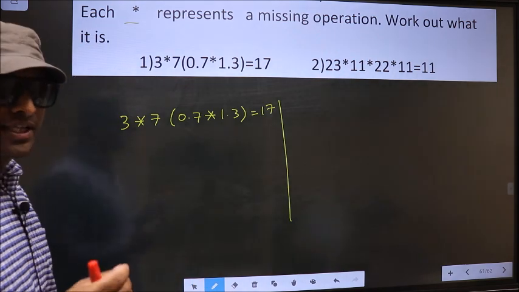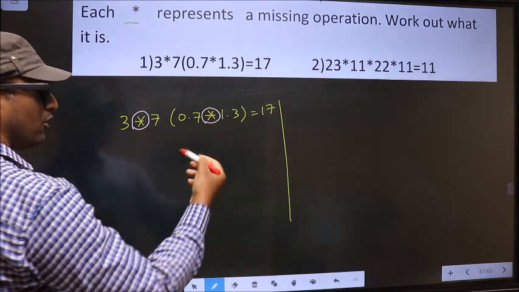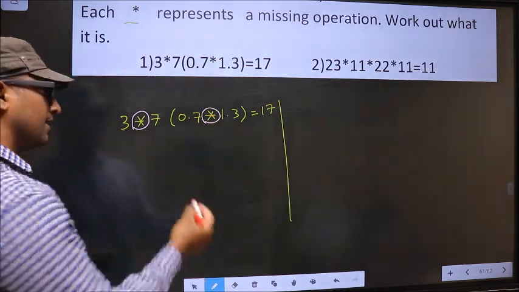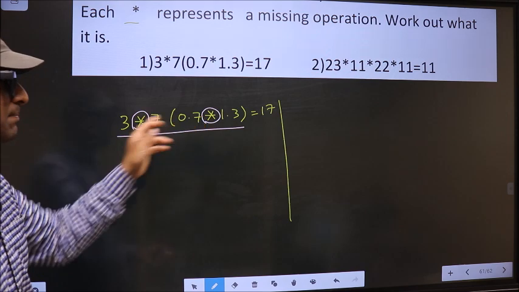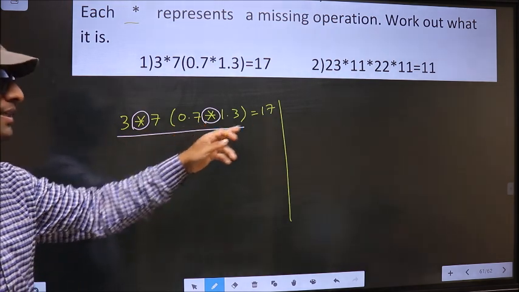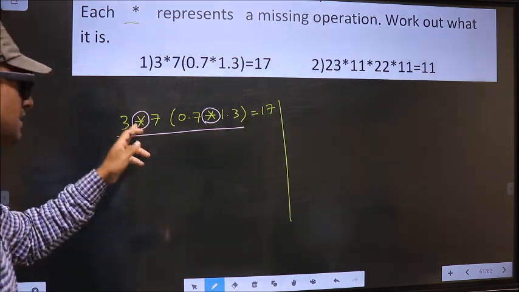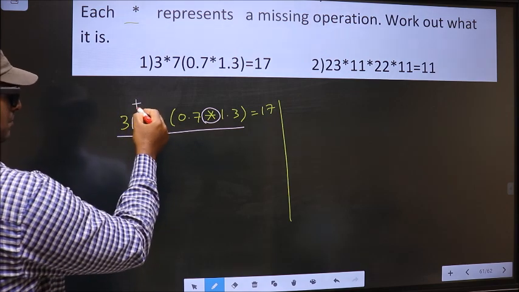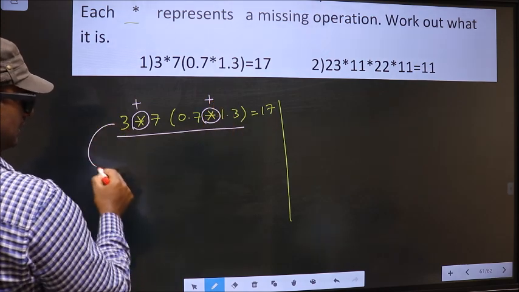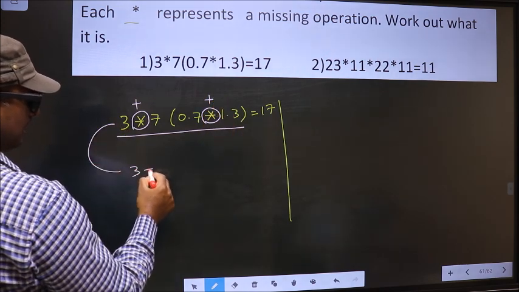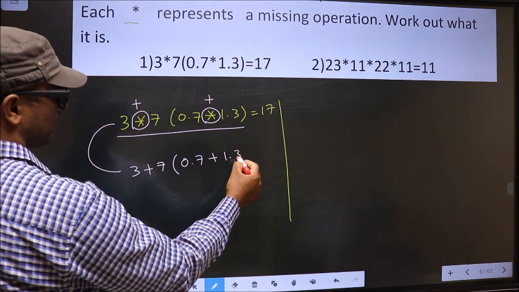Here they want us to replace these star symbols with an operation such that when we calculate this expression, after replacing these symbols, we should get the result to be 17. To get 17, we should replace this star symbol by plus, and here also we should replace star symbol by plus. Now this will change to 3 plus 7 brackets 0.7 plus 1.3.